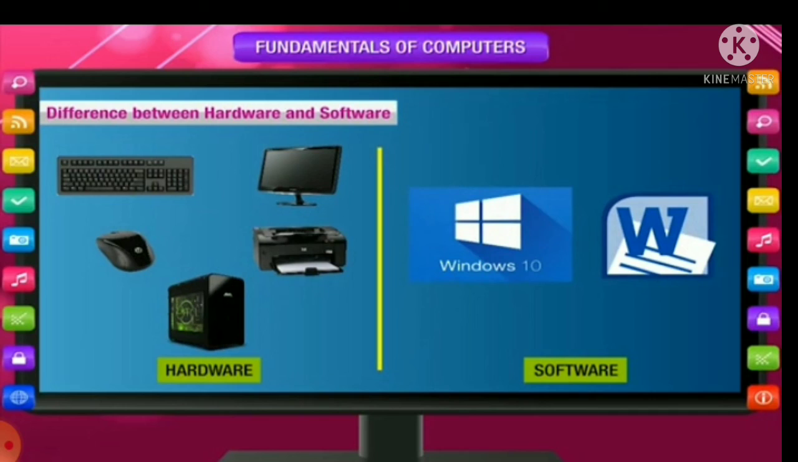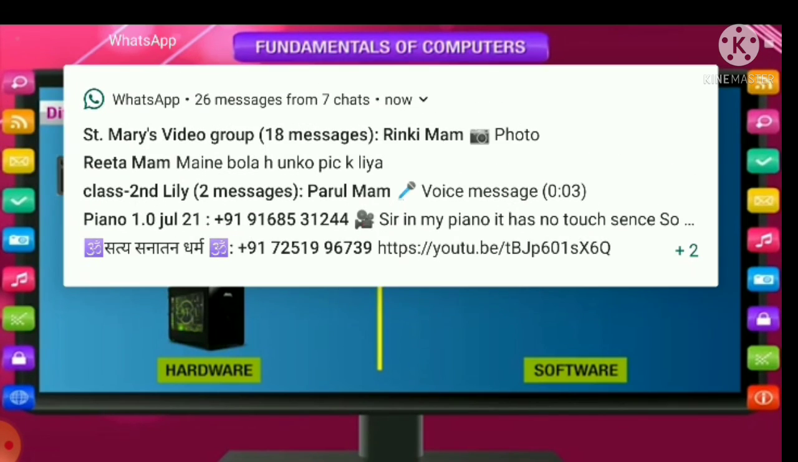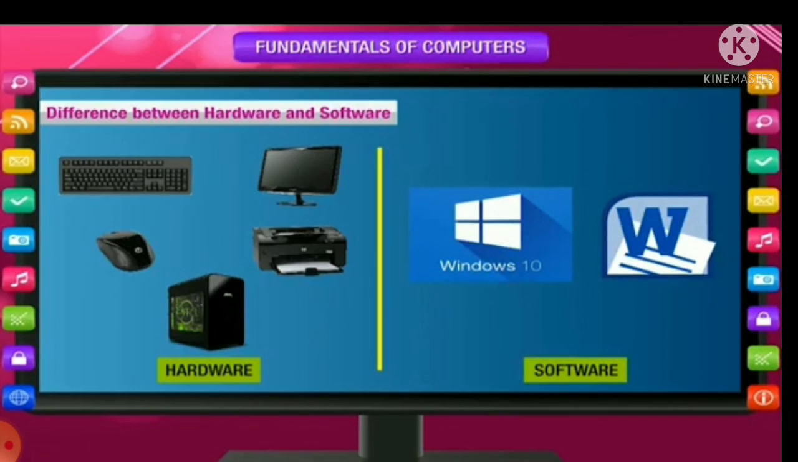Difference between hardware and software. Hardware can be seen or touched. It is the physical part of the computer. Software cannot be seen or touched. The examples of hardware are keyboard, mouse, monitor, CPU and printer. Examples of software are Windows 10 and MS Word.